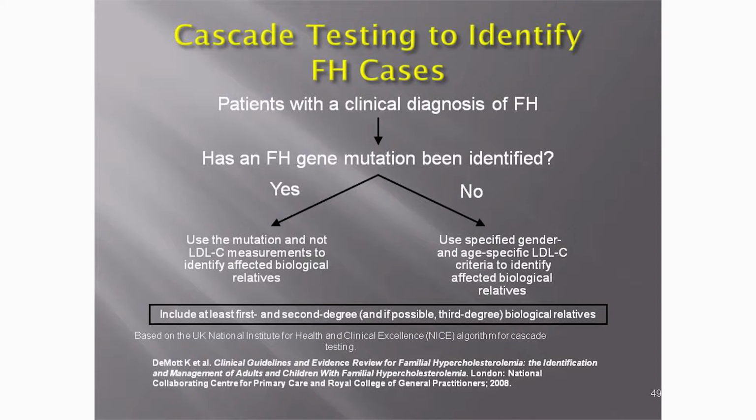Next is cascade testing to identify FH patients. And if you have a patient with a clinical diagnosis of FH, you can go one of two ways. You can go the genetic route or you can go the clinical route. If you've made the genetic diagnosis, then you can cascade screen with genetics. If you've done it clinically, then you can cascade screen, as I've discussed before, using the 3 different sets of criteria that we've already discussed.